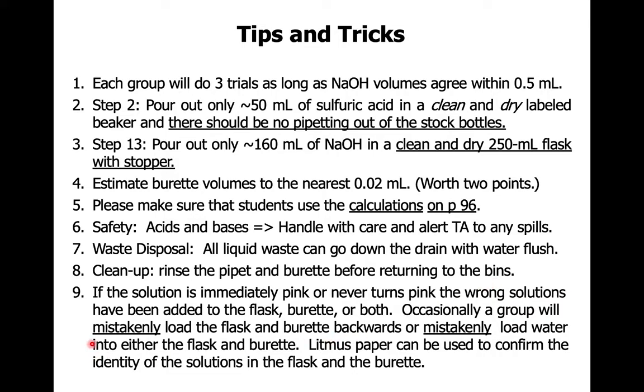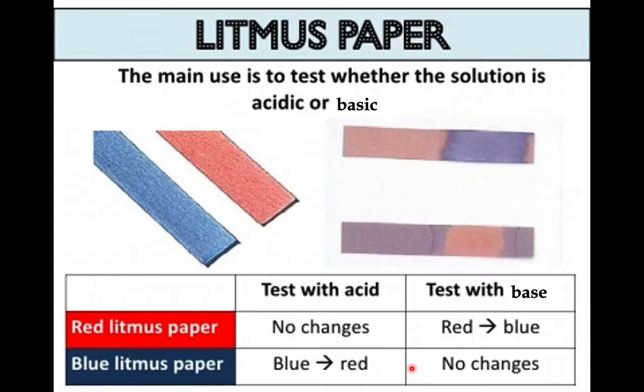And then finally, we can help if you run into any problems during this lab, any very strange problems. If the solution is immediately pink when you add the indicator, or the solution never turns pink, then the wrong solutions have been added to the flask, the burette, or both. Occasionally a group will mistakenly load the flask and burette backwards, putting the acid in the burette and the base in the flask, or mistakenly load water into either the flask or burette. Litmus paper can be your friend here. It can be used to confirm the identity of the solutions.